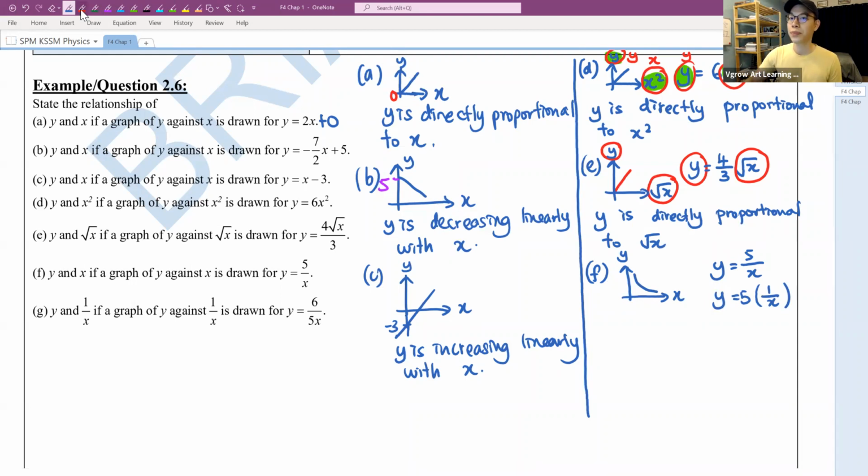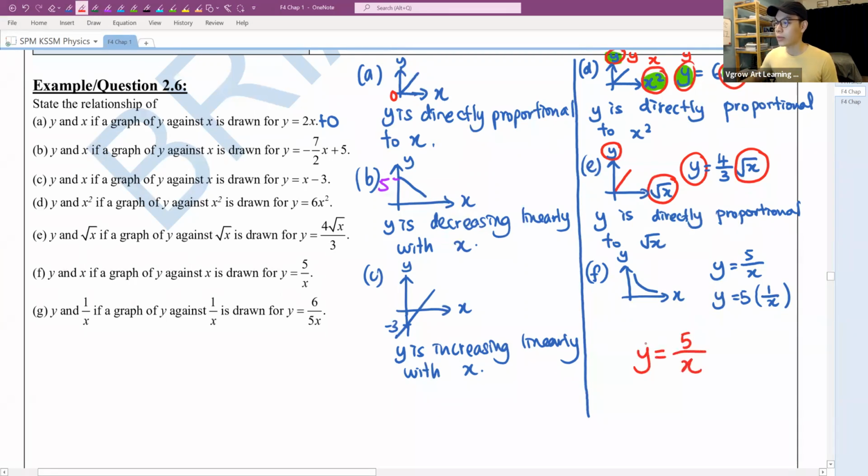I teach you how to see. Whenever you have equation y, and the x is at the bottom, one on top, one at the bottom, it will be inversely proportional. So for this case, y is inversely proportional to x. This is something new.